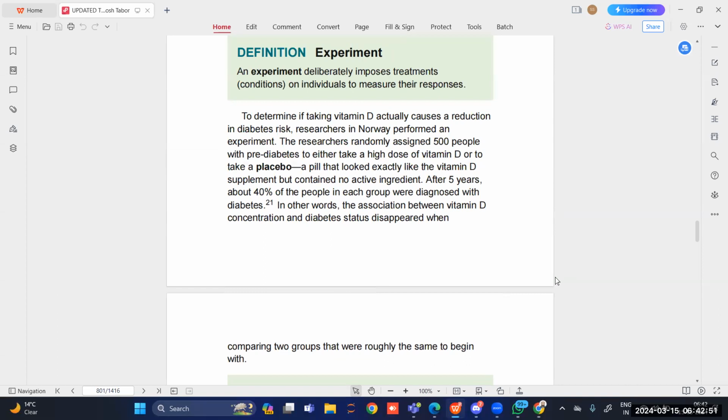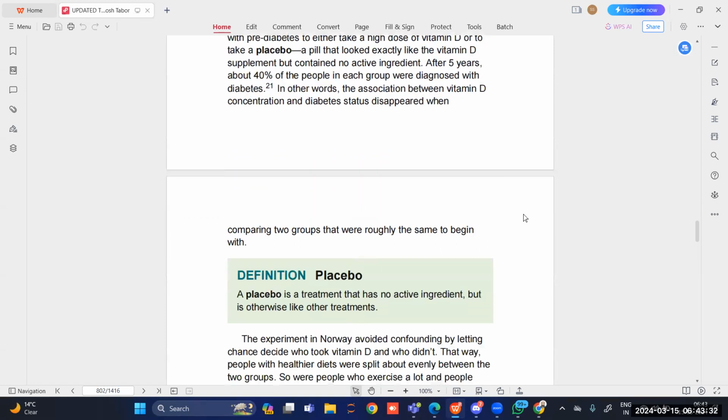So see, the researchers randomly assigned 500 people with pre-diabetes to either take a high dose of vitamin D or to take a placebo. To one group of people they had given vitamin D tablets, and to another group they have given a placebo. Placebo means a simple pill with no active ingredients. Active ingredients means they will not have the ingredients to prevent diabetes. It is a pill that looks exactly like the vitamin D supplement but does not contain active ingredients. So that's placebo. Is it clear?